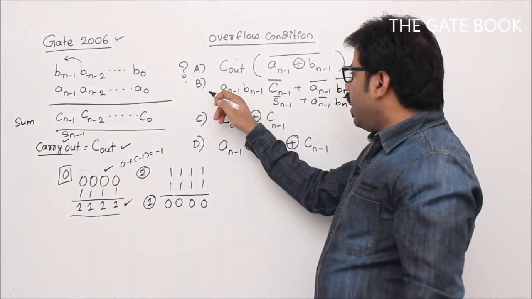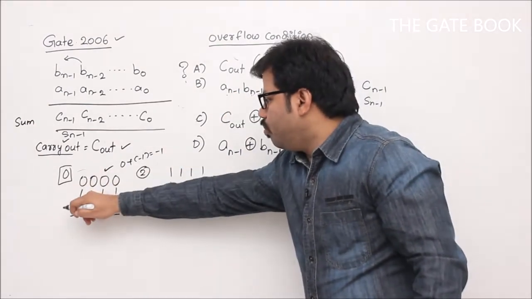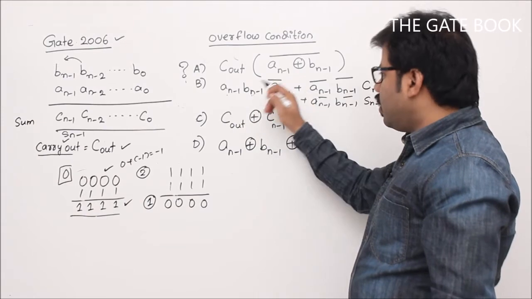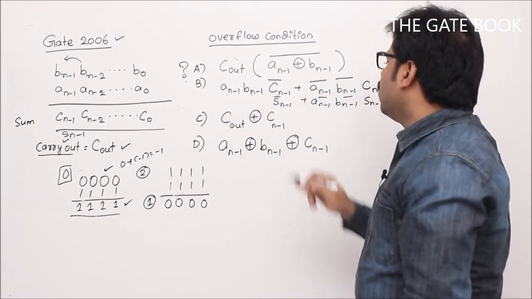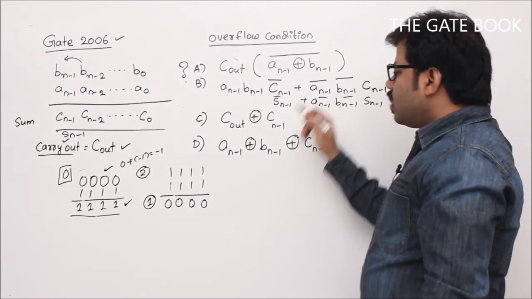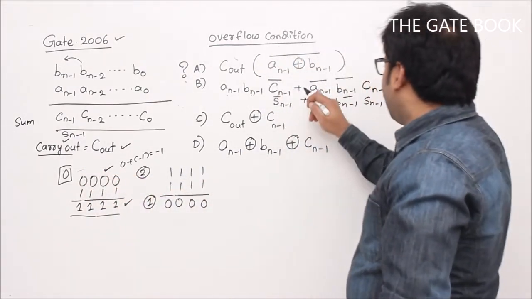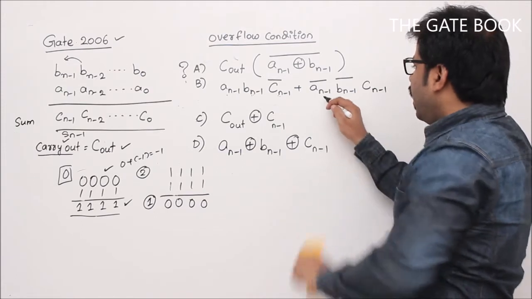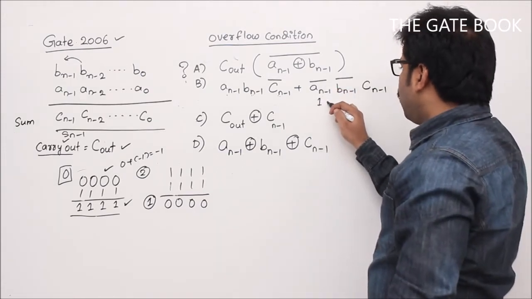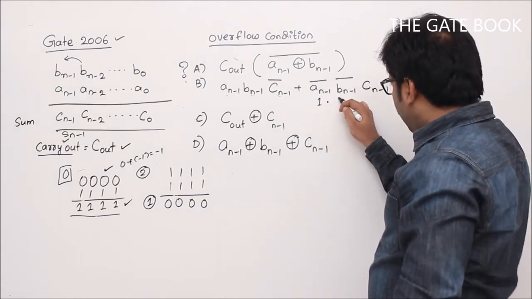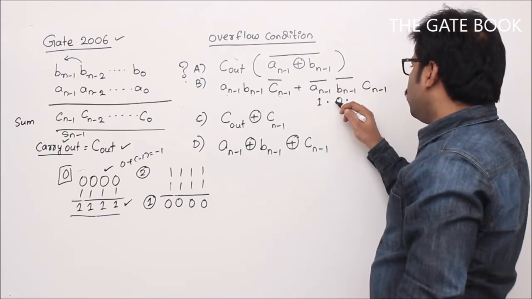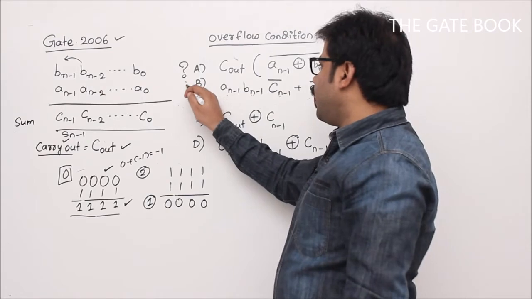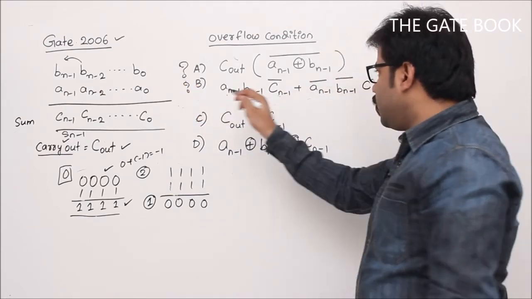Now option B. In option B, An minus 1 is 0 and Bn minus 1 is 1. 0 into 1 is 0; 0 into anything is 0, so this component is 0. Now this one: An minus 1 bar, 0 bar, 1 dot Bn minus 1, 1, 1 bar, 0, 1 dot 0, that's 0, and 0 plus anything is 0. There is no overflow. Here also this equation is satisfying because it gives you 0.